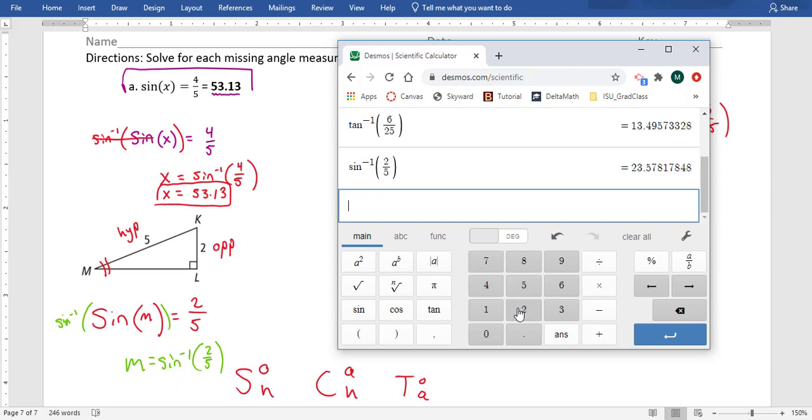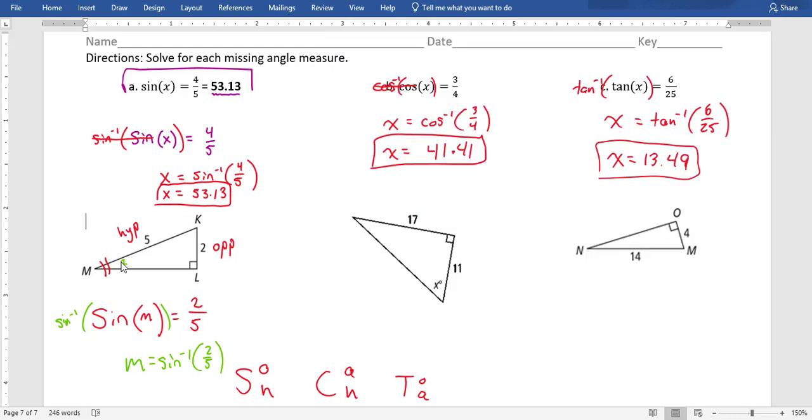And that gives me 23.58 when I round. I'm going to write it in here. 23.58. Now, it technically says solve for all the missing angle measures. Do I need to set up another equation starting from k? Do I need to start at angle k, relabel everything, set up another equation, and solve? Well, the answer is no.